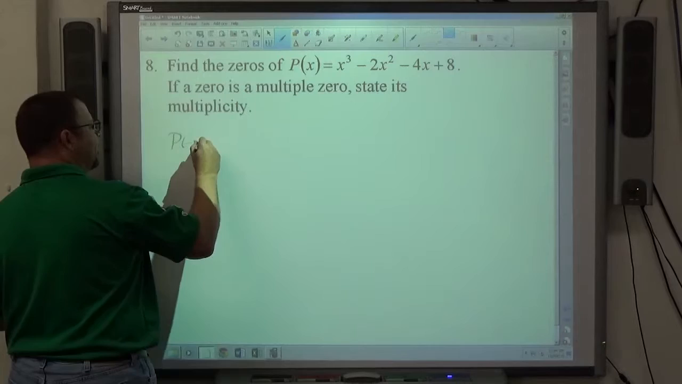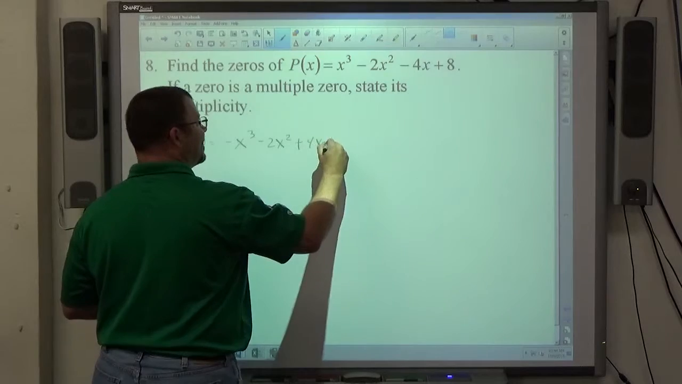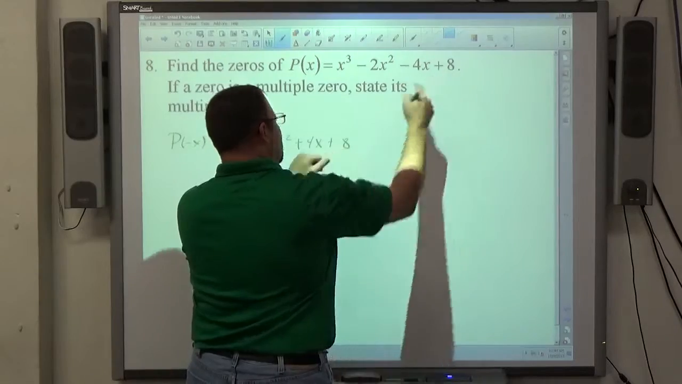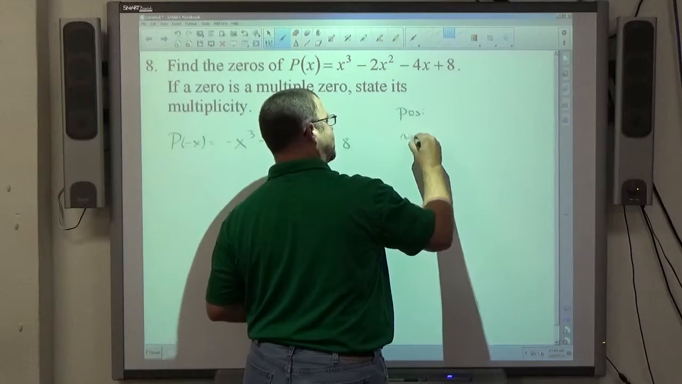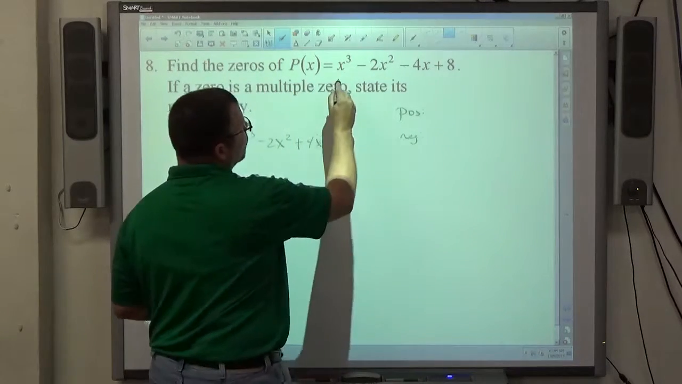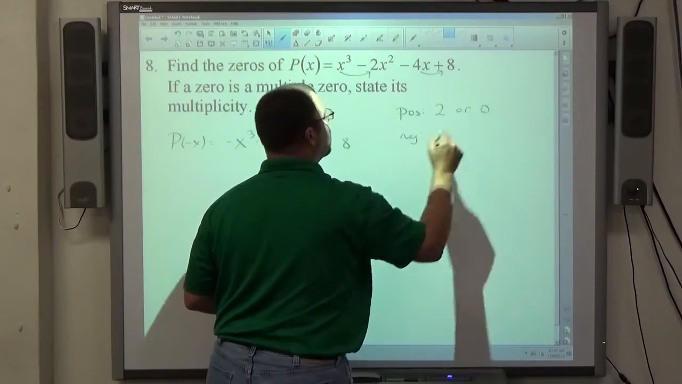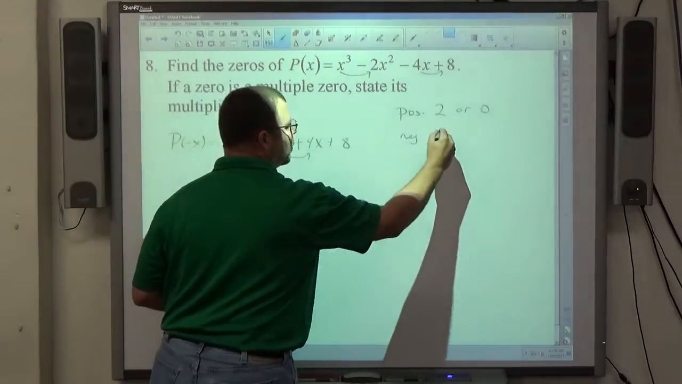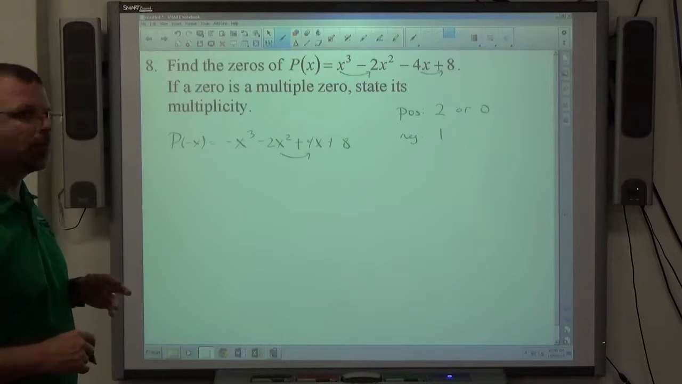P of negative x is negative x cubed minus 2x squared plus 4x plus 8. Odd power changed, even power stayed the same. Odd power changed, even power stayed the same. So looking at positive solutions and negative solutions, I know that there's 1 variation in sign, 2 variations in sign, so there's either 2 or 0 positive solutions. For negative, negative stays negative, switches to positive, stays positive. There's exactly 1 negative solution. Okay, so I know there's 1 negative, I know there's maybe 2, maybe 0 positives. So I'd probably start with my negative solutions personally if I was making my list.